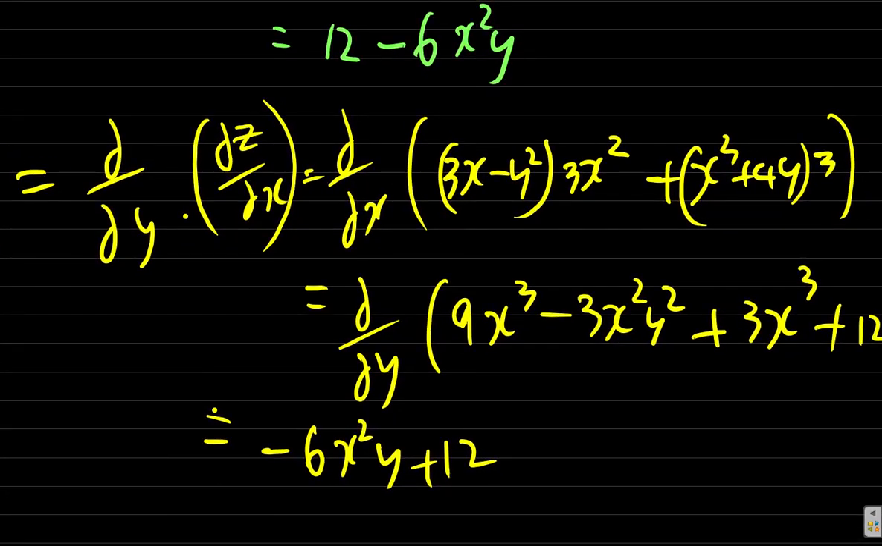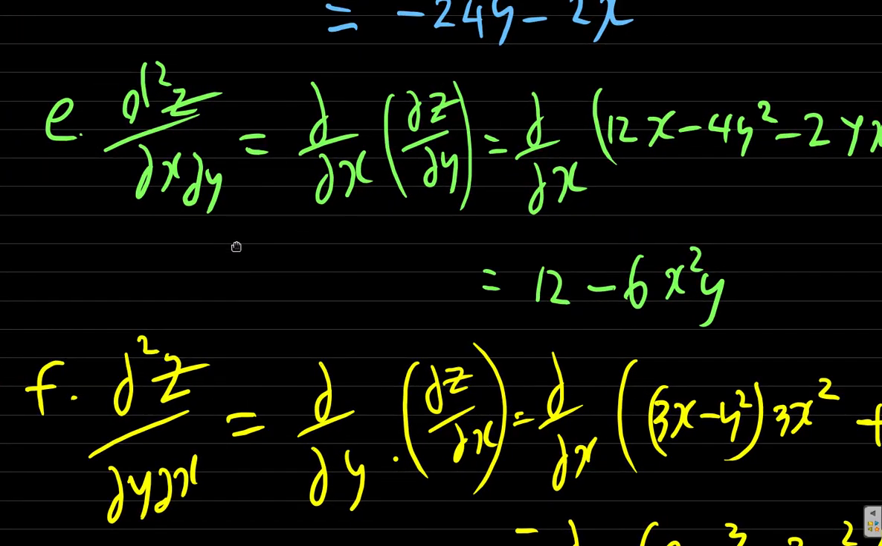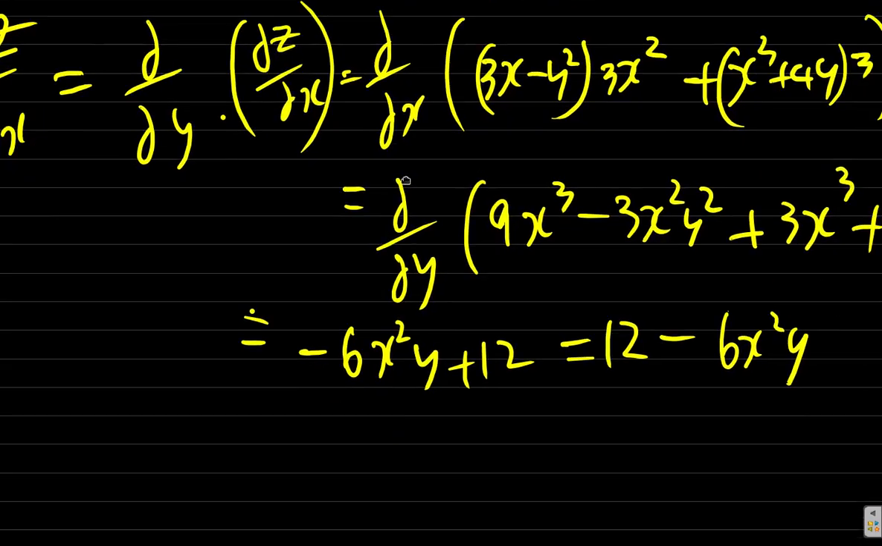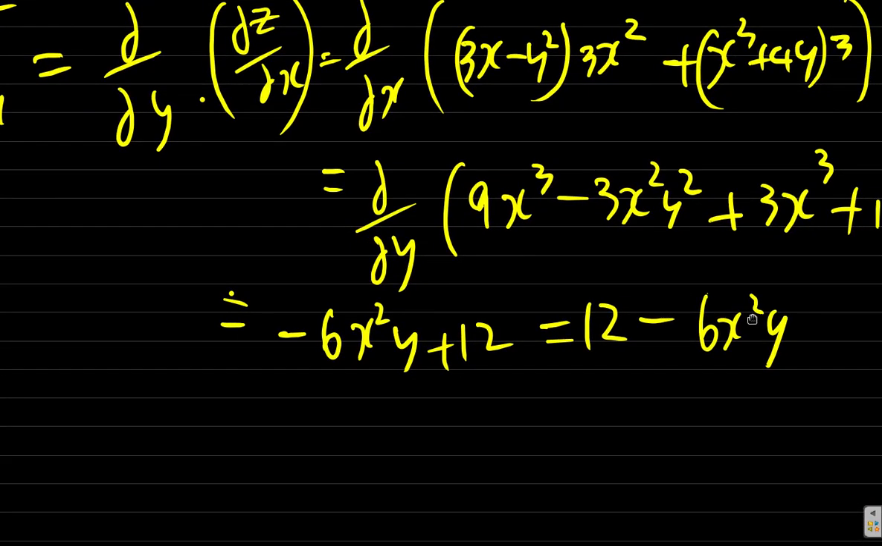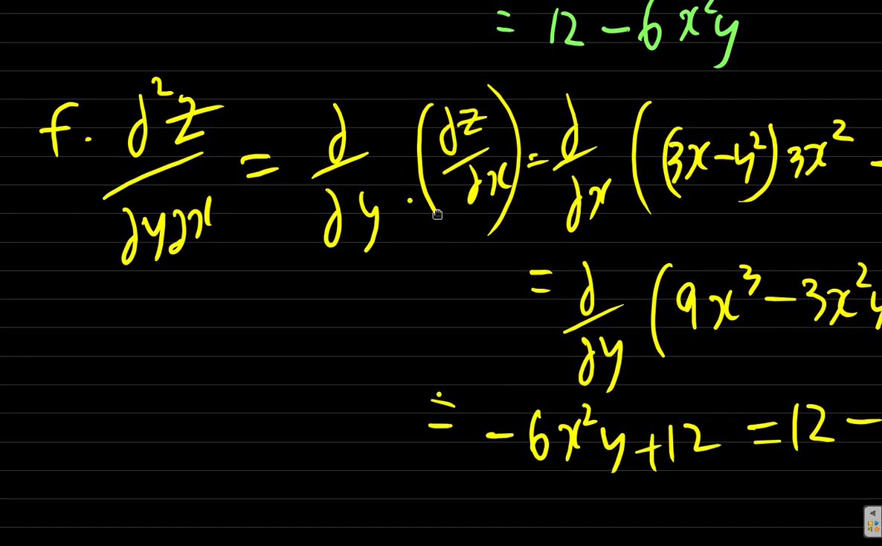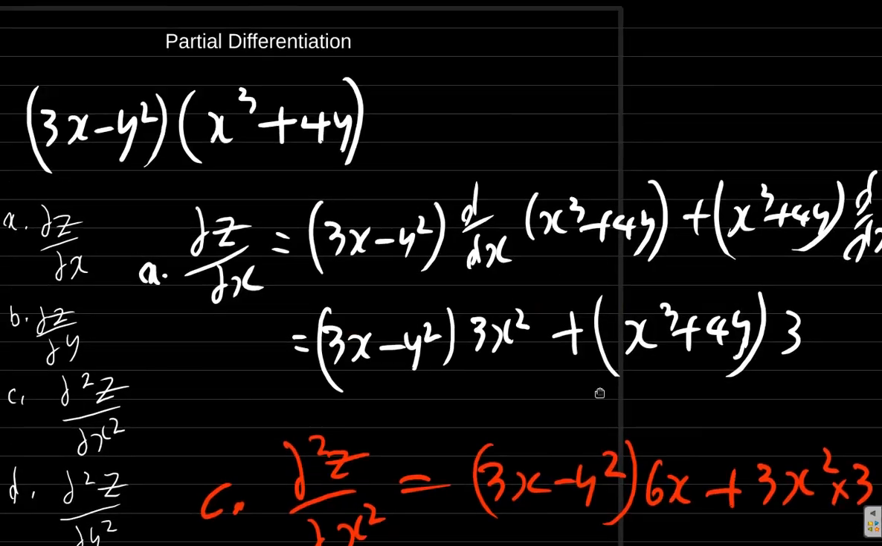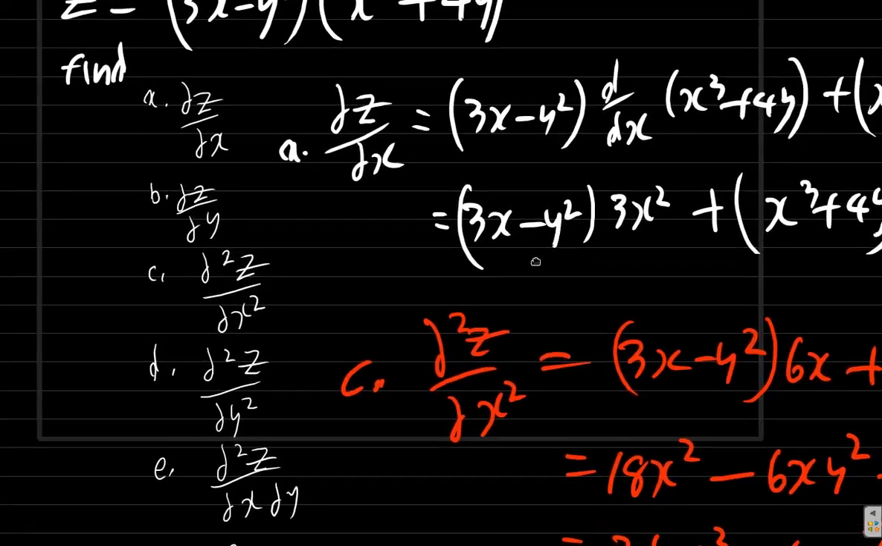Alright, so you could rewrite this with the 12 in front. 12 minus 6x squared y. So you see 12 minus 6x squared y for delta squared z by delta x delta y, and this is 12 minus 6x squared y, same thing for delta squared z by delta y delta x. So here we go. Alright, so that's that.